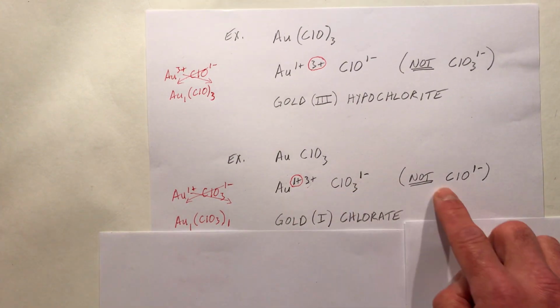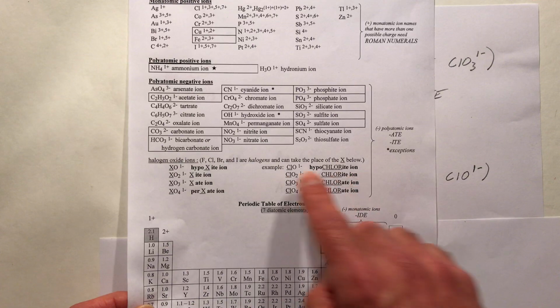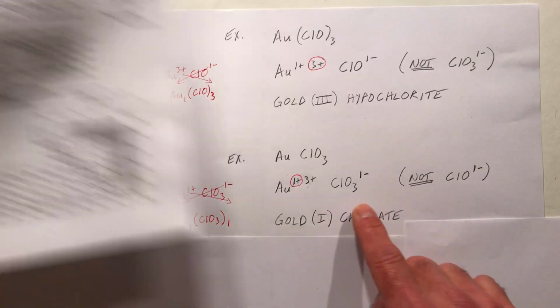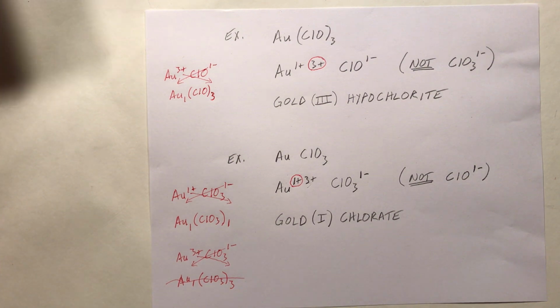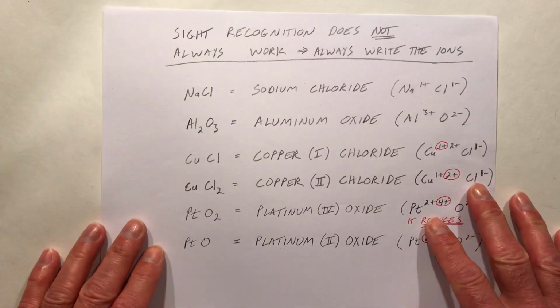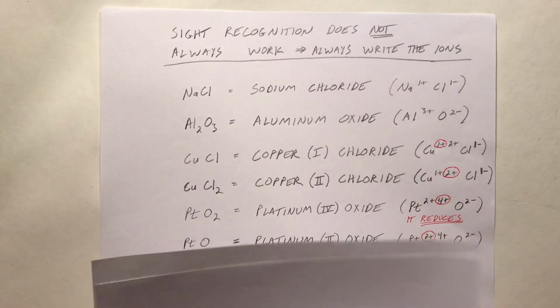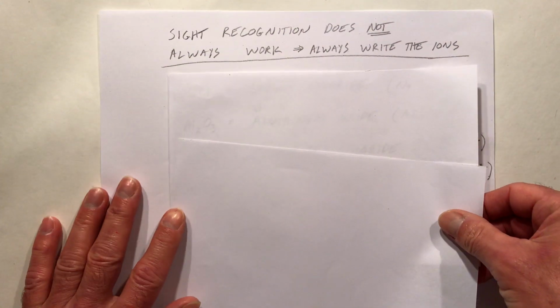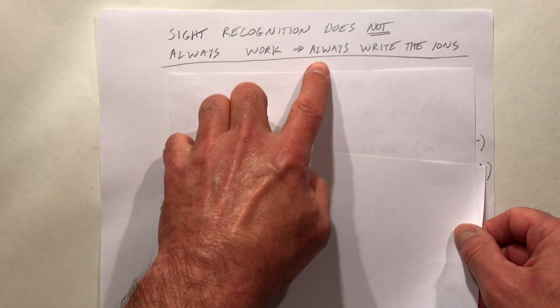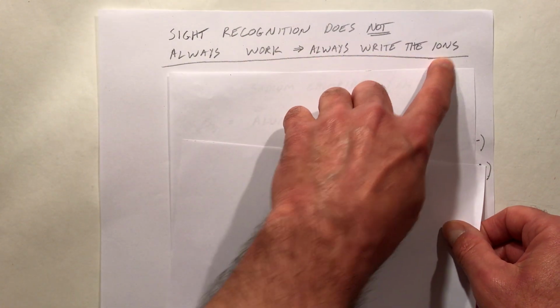Notice that the ion here is not ClO, right? It's not this ion. It was this ion. So that's pretty tricky. It's important that you write out all the ions. It's not always going to be that tricky, but it can be. So if you know how to do this, you start to build up some sight recognition. And I just want to caution you that you can't really rely too much on sight recognition because it doesn't always work. Instead, you should always write the ions out.